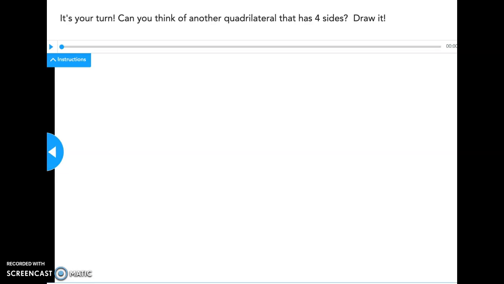So the last slide went over quadrilaterals, and I think this is great because it allows them to draw, which every kid loves, and it also gives the teacher insight on if they actually understand what a quadrilateral is based on what shape they drew.